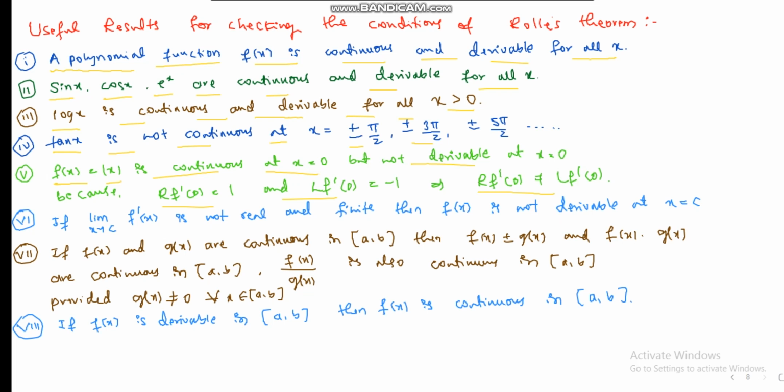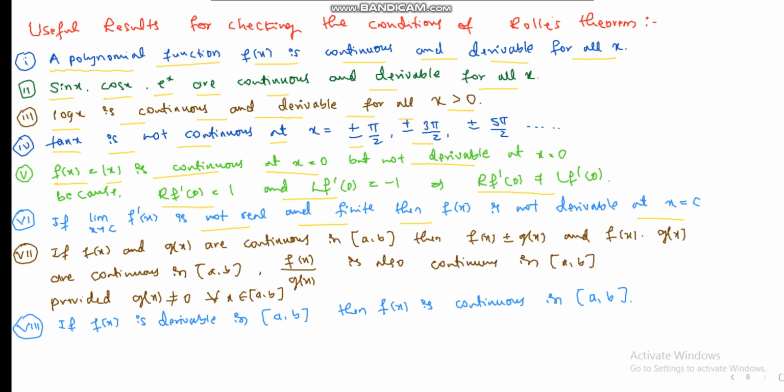Then we go for the sixth one. If the limit of x tends to c of f dash of x is not real and finite, then f of x is not derivable at x equal to c. Then we go for the seventh one.